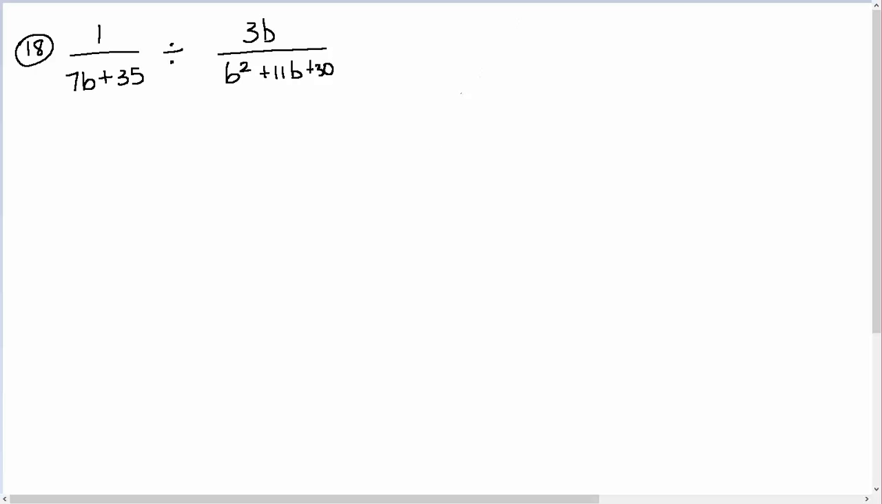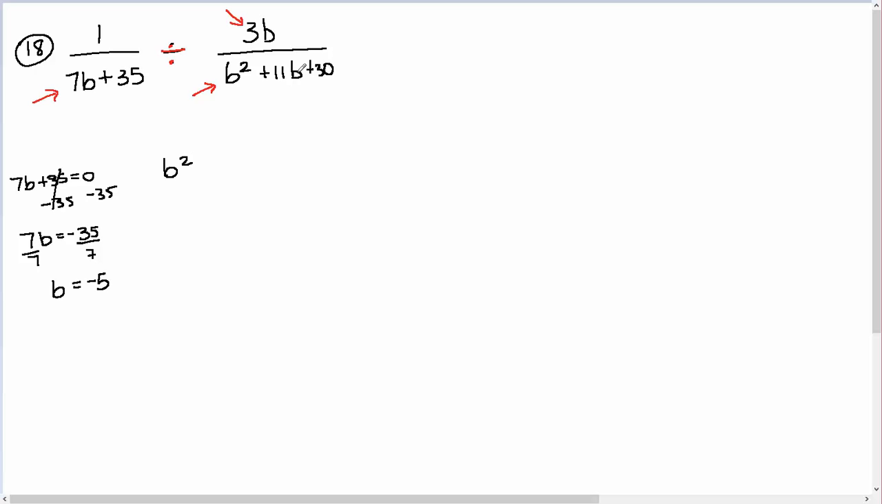Alright, this is the next problem, and the first thing we're going to do is get the excluded values. Because this is division, it's going to come from both denominators plus the numerator. This only happens during division. So we're going to take each of these and set it equal to 0. Minus 35. Whoa, it's not writing. Here we go. That cancels. 7b equals negative 35. Dividing by 7, b equals negative 5.